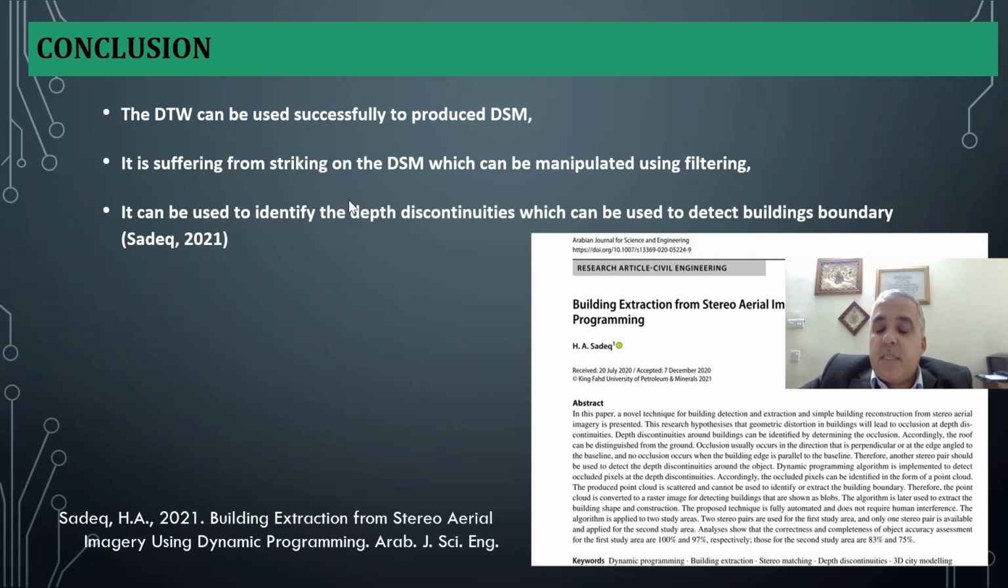Actually, the conclusion: dynamic time warping can be used to produce a DSM, but sometimes it can suffer from streaking because it deals with the epipolar line. Therefore, it can be improved using filtering. It can also be used to identify depth discontinuities, which can be used to detect building boundaries, as explained in the paper Building Extraction from Stereo Aerial Imagery Using Dynamic Programming, and it's very useful to learn how dynamic time warping can be used to extract buildings.